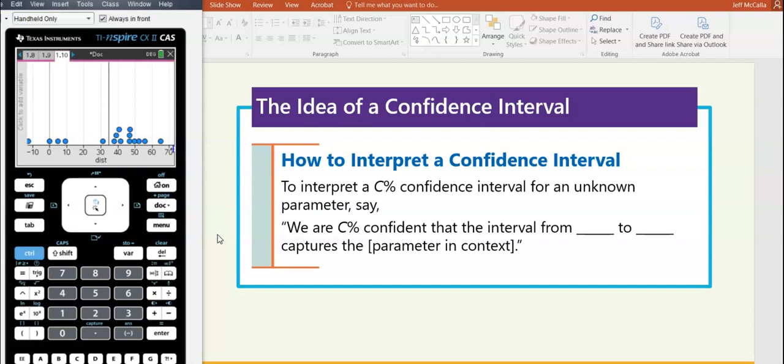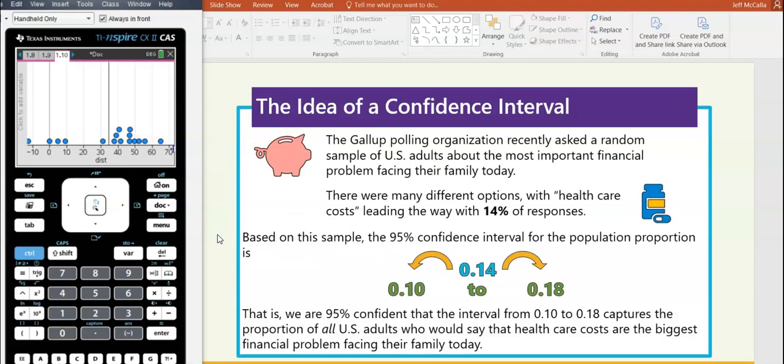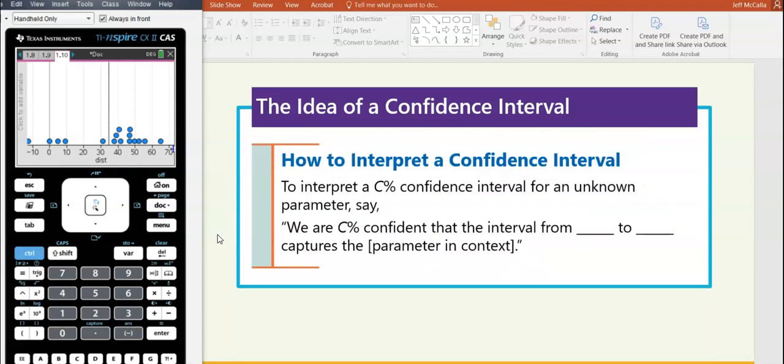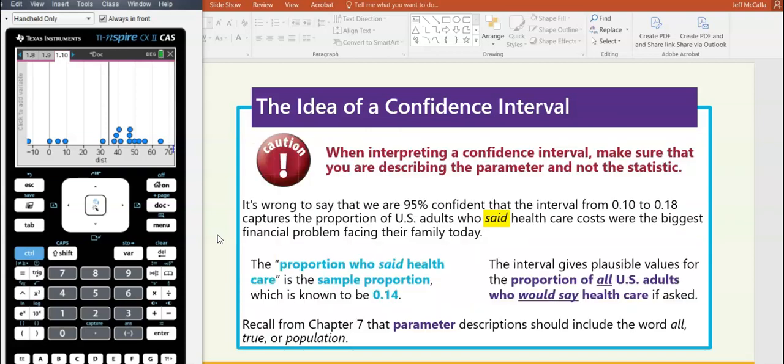So this is the script that we use, and you're going to use this. So I would write this down. We are, or typically 95%, confident the interval from blank to blank captures the true mean of whatever it is we're talking about. In this case, people who would answer healthcare is the largest financial concern. So the true mean percentage of folks who would answer healthcare is the largest concern.